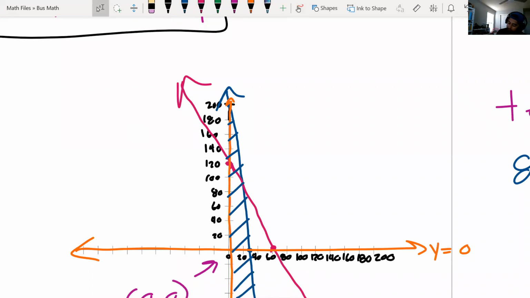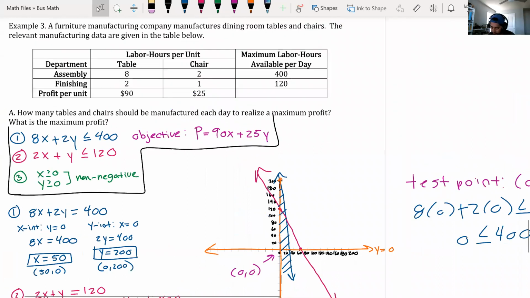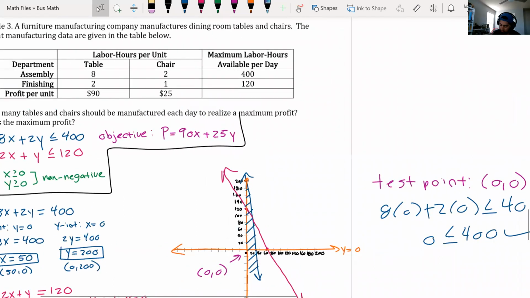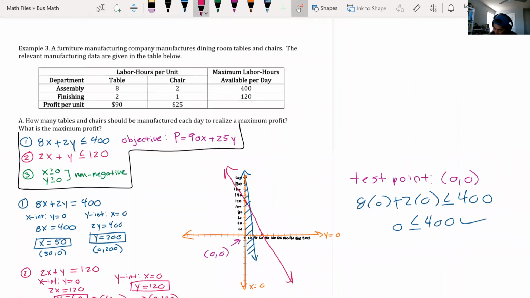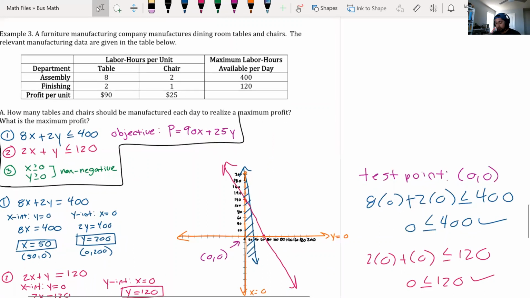And then test it out for the red line. And you'd have 2 times 0 plus 0 less than or equal to 120. And 0 would be less than or equal to 120. So those all check out. So for the red line, we would shade towards 0, 0 as well.